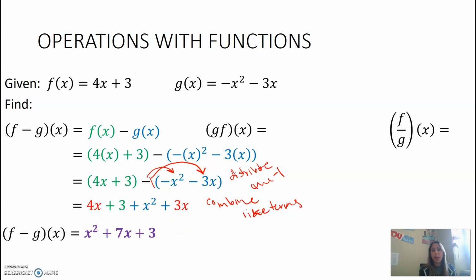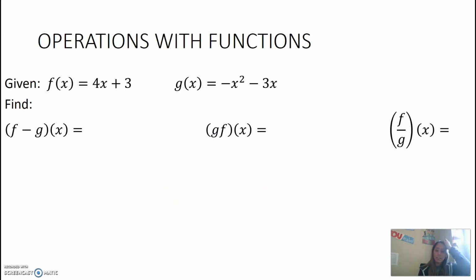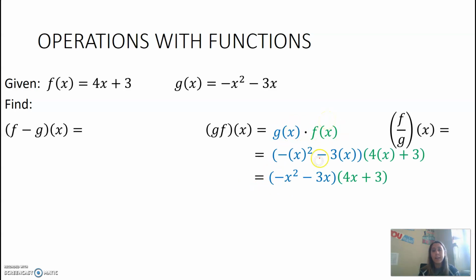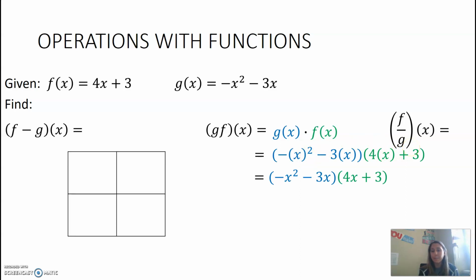So that's subtraction. Now we're going to do it with multiplication and division. All right, so to do that, again, we're going to substitute g of x times f of x. And we end up with, there's my g of x, there's my f of x. I've got it right there. I've got the colors matched. I also did the step before where I just replaced the x's with x's.